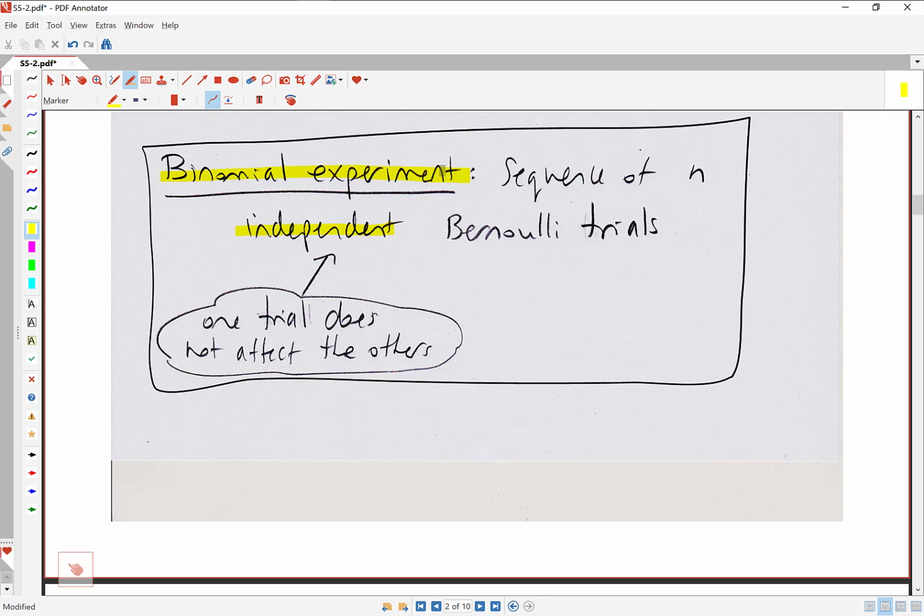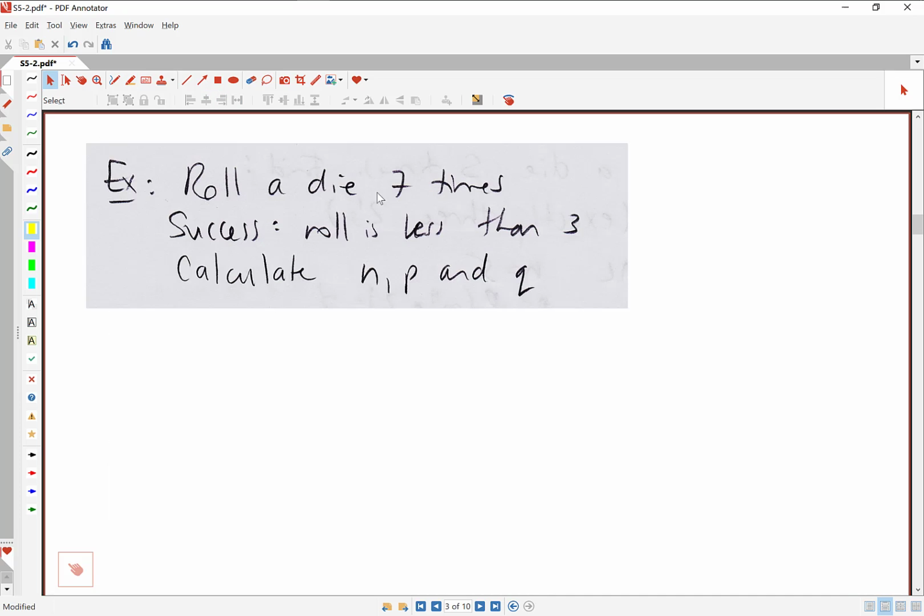So a binomial experiment is just when you do a bunch of these independent Bernoulli trials, something like rolling a die or flipping a coin over and over and over again. And the symbol that we're going to use to represent how many of these trials we're doing is n. So let's say that we roll a die 7 times, and we consider a success to be that a roll is less than 3. Based on that, we're going to calculate n, p, and q.